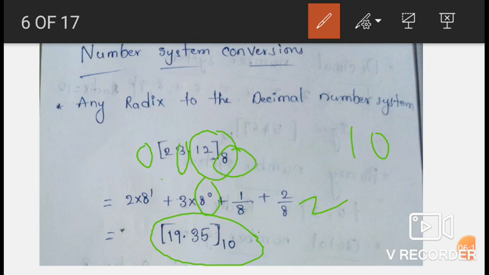If it is 2 in the place of 8, we have to write here like 2 power 0, 2 power 1, 2 power 2, 2 power 3. Here 1 by 2, 2 by 2 square, and so on we have to do.